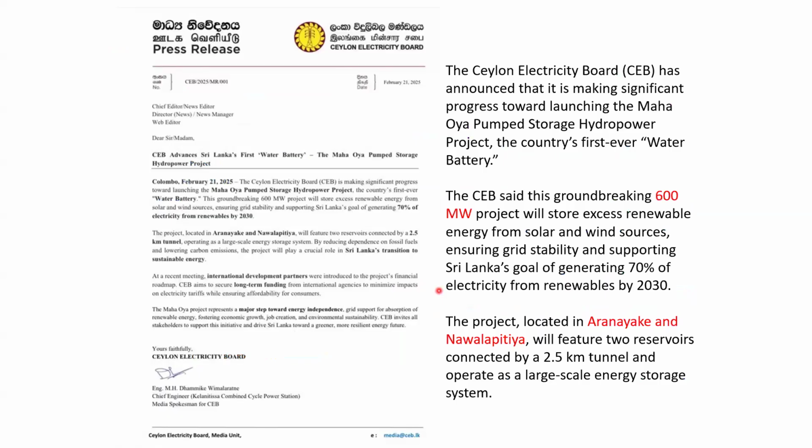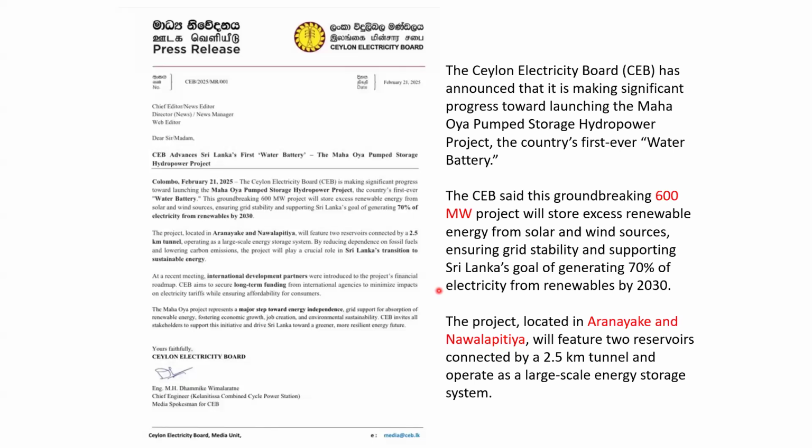Yes, this is one project I found recently. In Sri Lanka also we are thinking about the first ever water battery. The CEB is going to launch a project very soon. They're going to establish it by 2030.